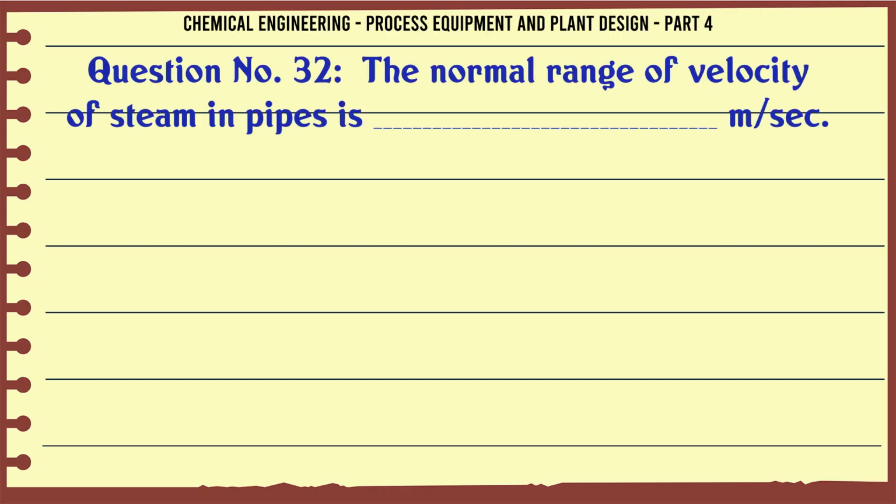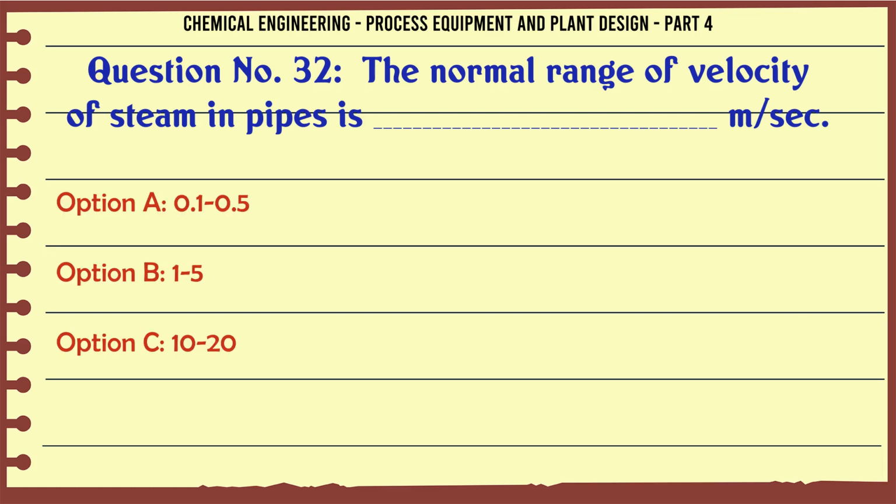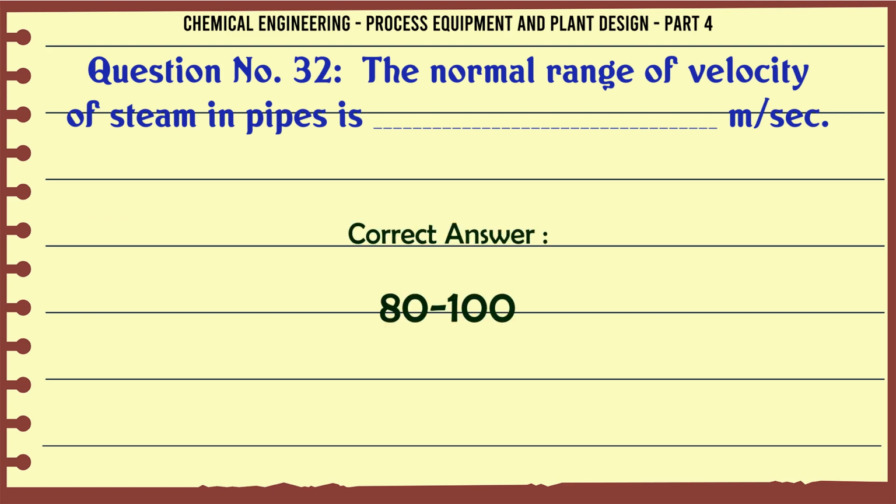The normal range of velocity of steam in pipes is m/sec. A. 0.1-0.5, B. 1-5, C. 10-20, D. 80-100. The correct answer is 80-100.